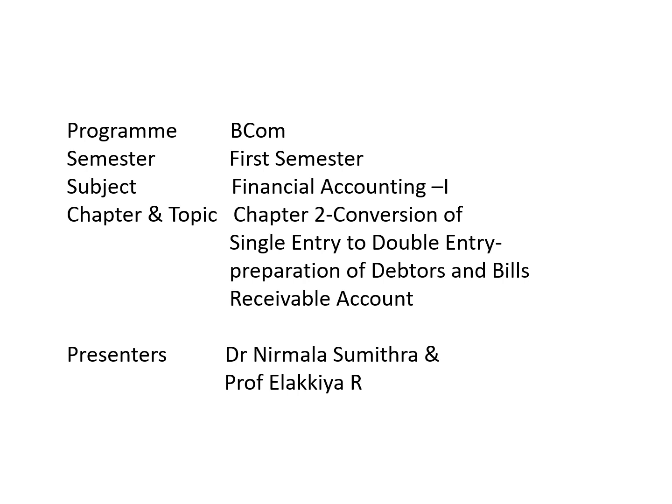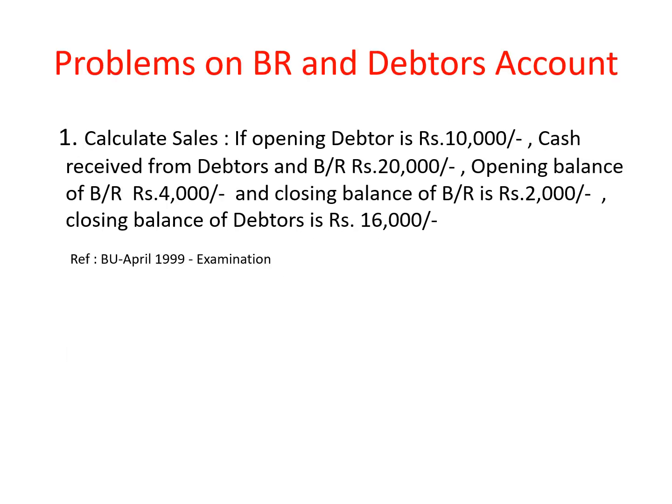So this session will deal with preparation of bills receivable and debtors account. In problem number 1, we are supposed to calculate the sales. Calculate sales if opening debtors is rupees 10,000, cash received from debtors and BR is rupees 20,000. So cash received from debtors and from BR is 20,000 each. Opening balance of BR is 4,000 and closing balance of BR is 2,000. They have also given closing balance of debtors rupees 16,000.